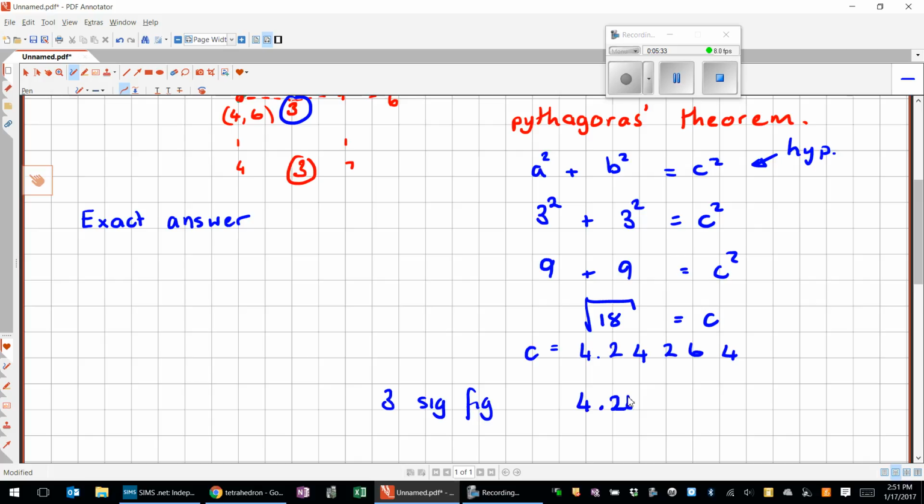Right. Now that is a rounded answer. It is not an exact answer. The exact answer is the square root of 18. However, because of our knowledge of surds, because it's in the course, you'll be expected to be able to simplify the square root of 18 potentially. Okay? So, is there anyone that knows already how to do it? So we've got the square root of 18. Is there anyone that feels confident to have a go at it?